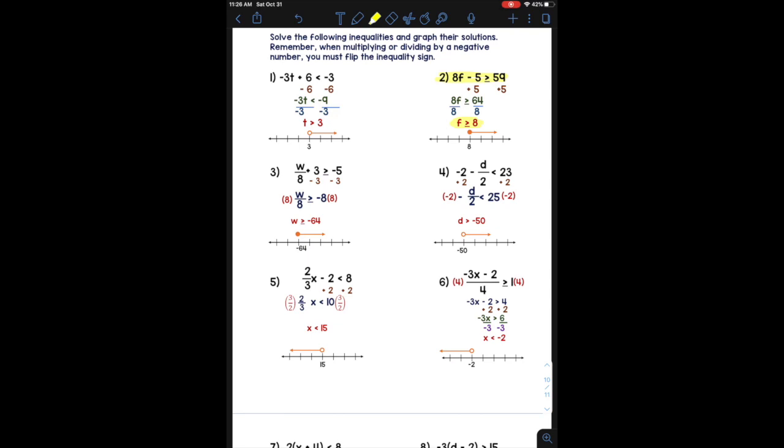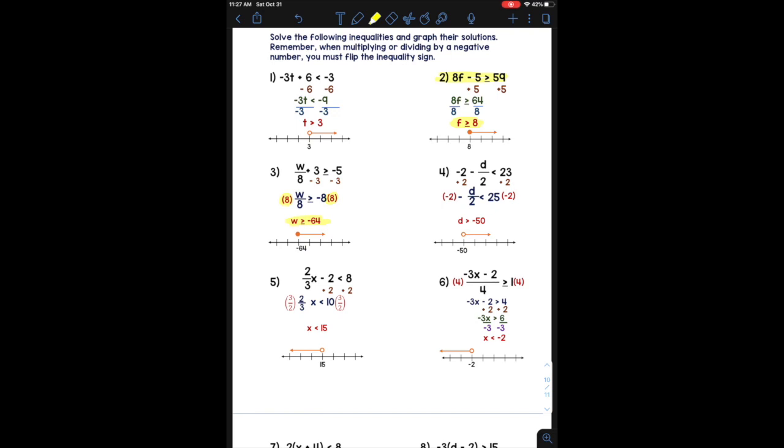For number 3, you should have gotten the solution w is greater than or equal to negative 64. There's no need to flip the sign in this case because you multiplied by a positive 8 on both sides. Just because the answer happens to be negative is not why we flip the sign. The reason why we flip the sign is when we multiply by a negative number on both sides or divide by a negative number. Since we multiplied by positive 8, do not flip the sign.